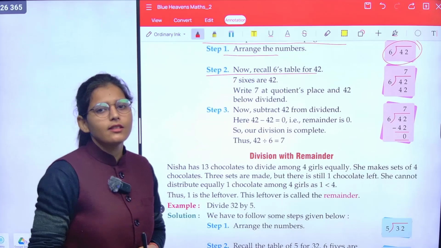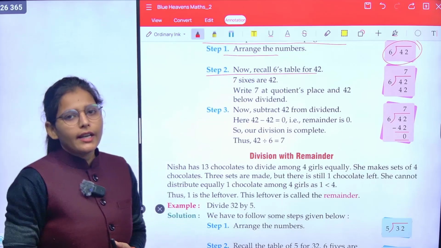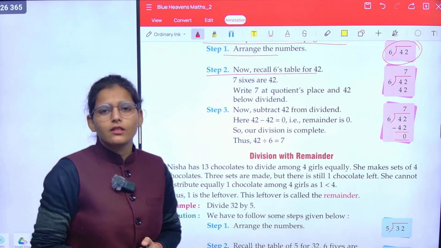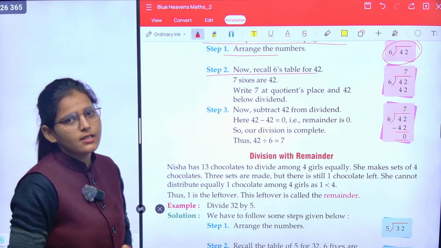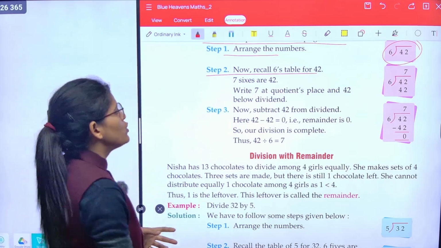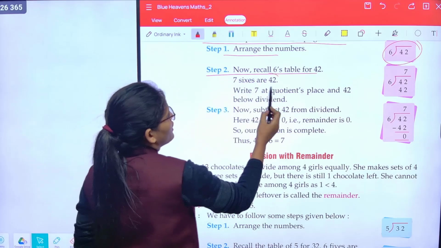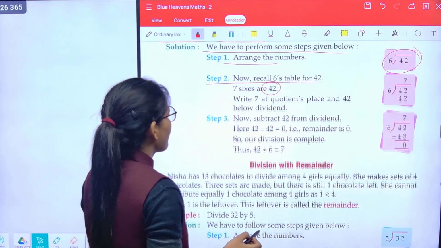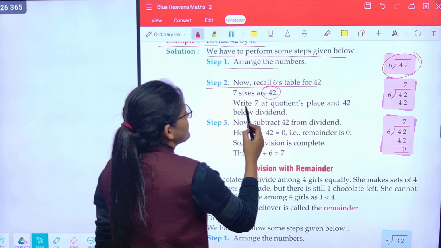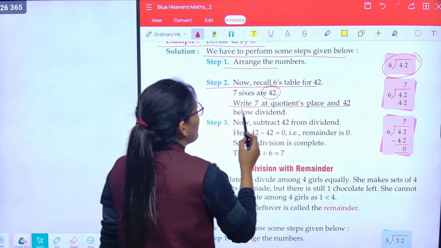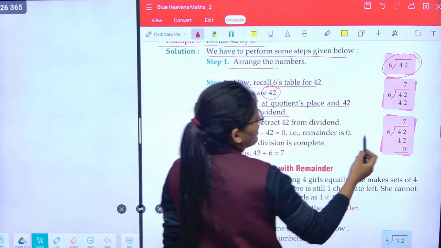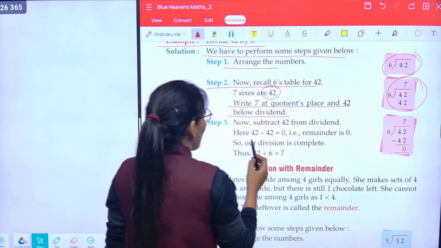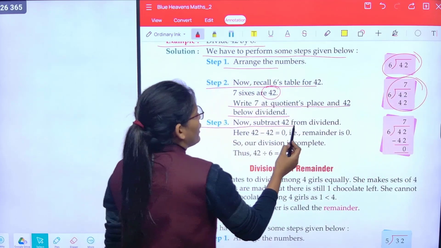6 ones are 6, 6 twos are 12, 6 threes are 18, 6 fours are 24, 6 fives are 30, 6 sixes are 36, 6 sevens are 42. So 7 6s are 42. Write 7 at quotient place and 42 below dividend like this. Now subtract 42 from dividend.